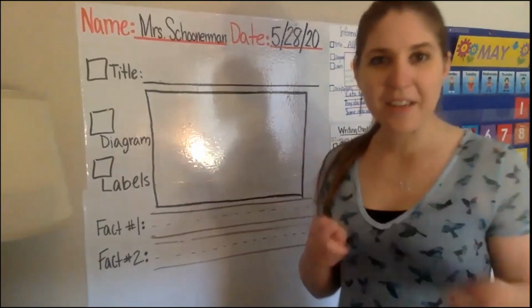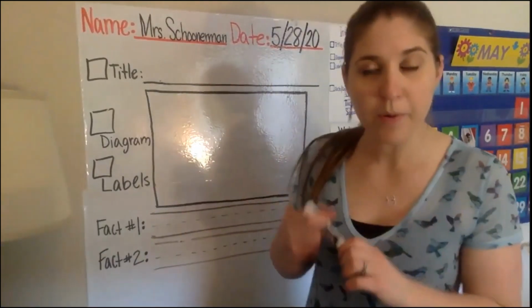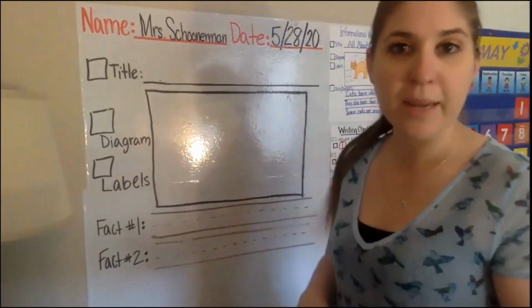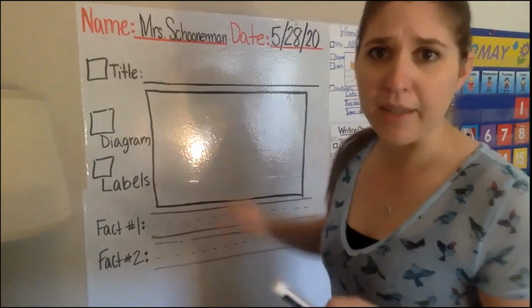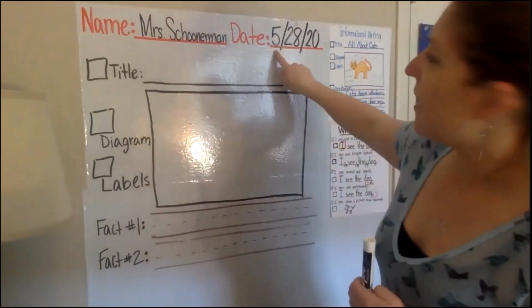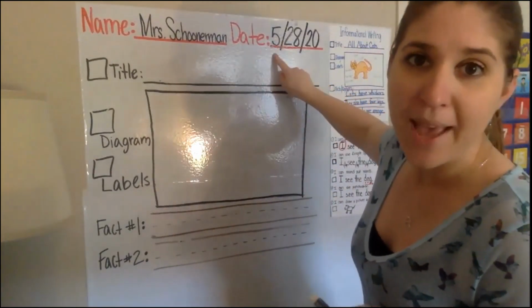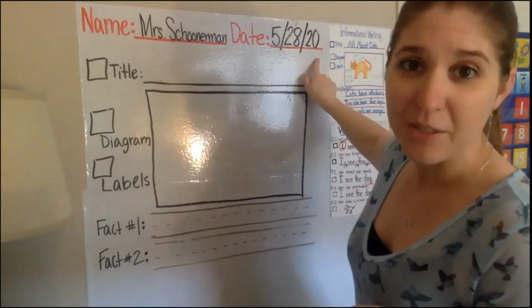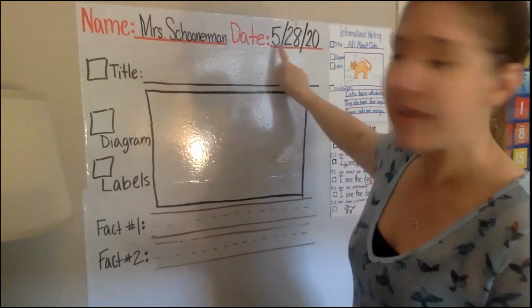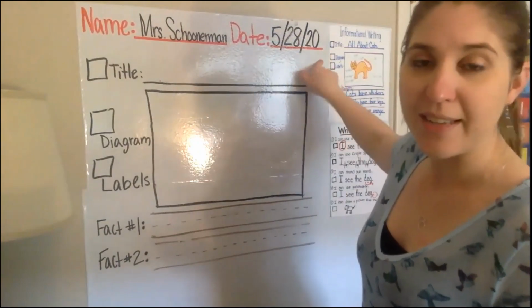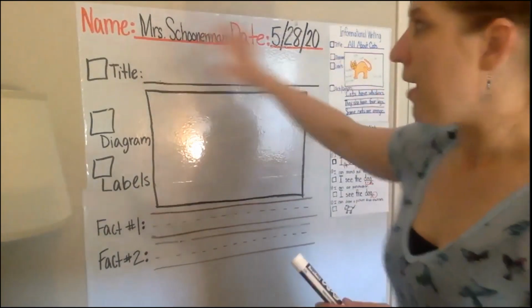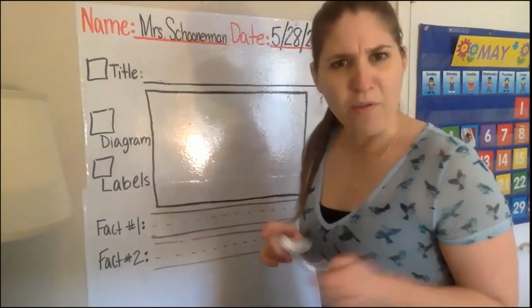Hey, writers, have your pencil and paper ready. And make sure your name is on your paper, and today's date, and you can do that when the writing is done if you want. But today's date is Thursday, May 28th, 2020. So the way you're going to write that is 5/28/20. That's how to write today's date. All right, now for the good stuff.